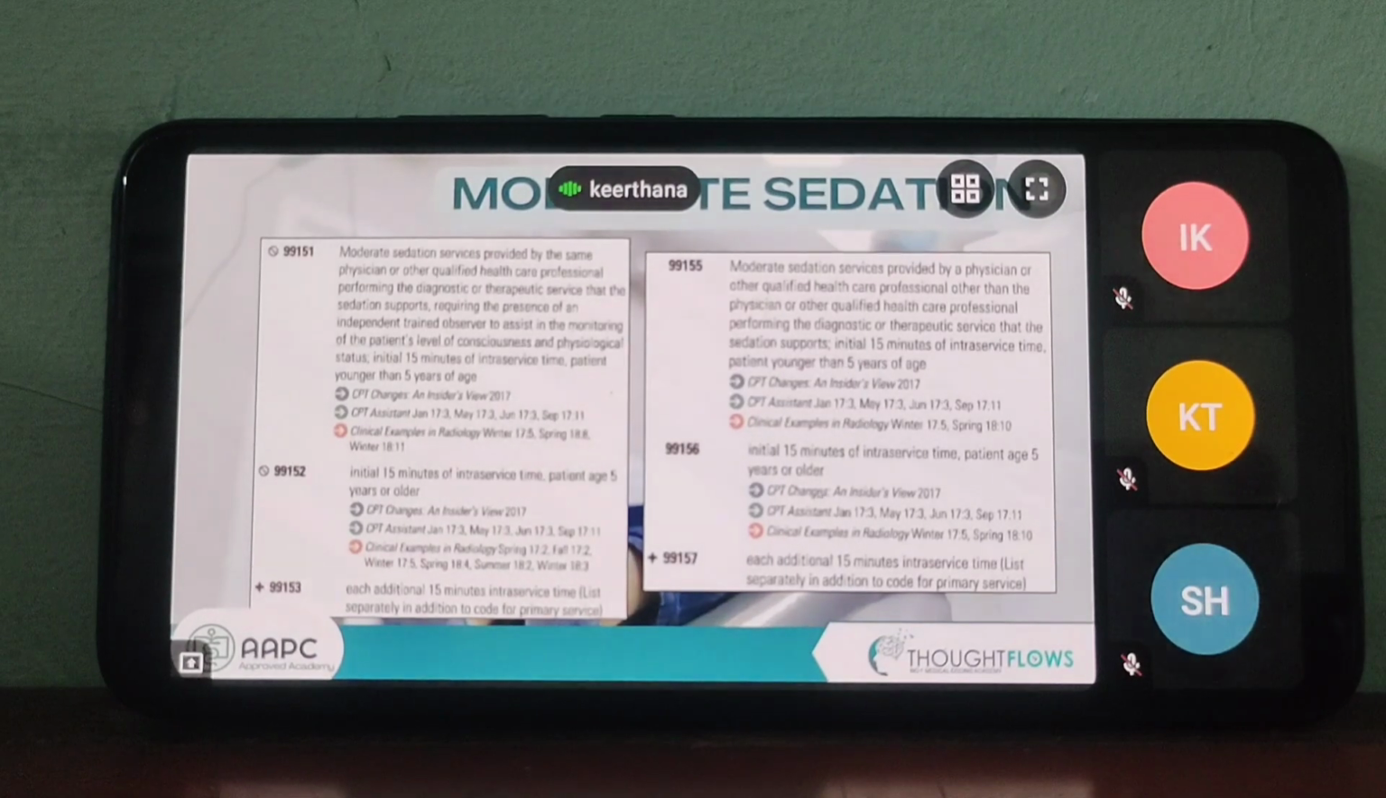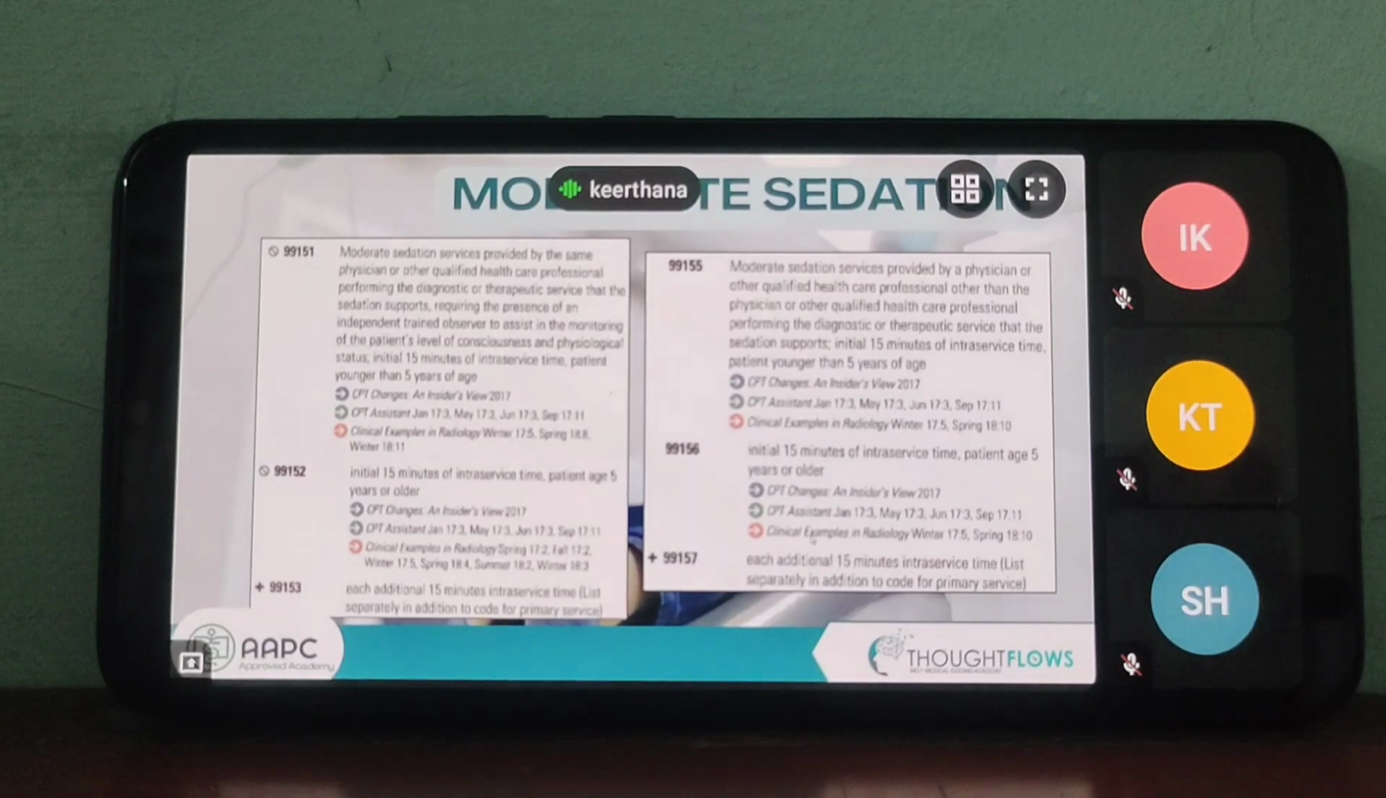99155 is the basic code, for age younger than 5 years or age 5 years or older. If it goes more than 15 minutes, you can use the add-on code 157 for each additional 15 minutes.